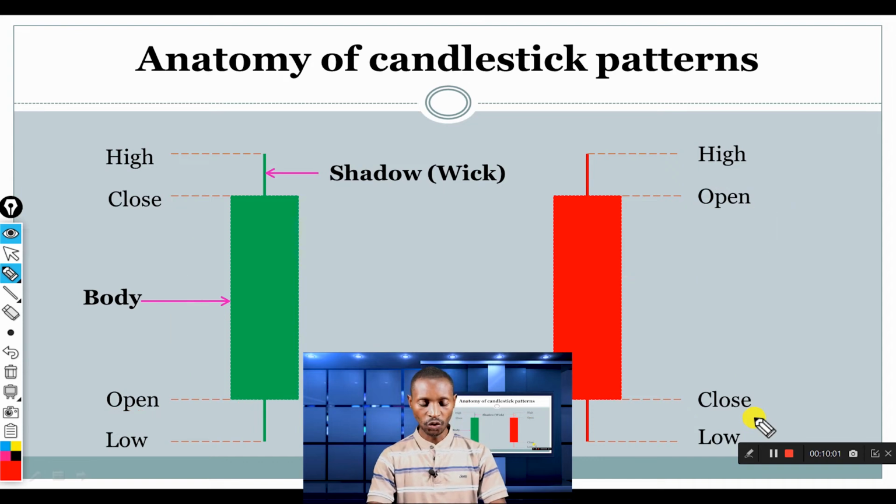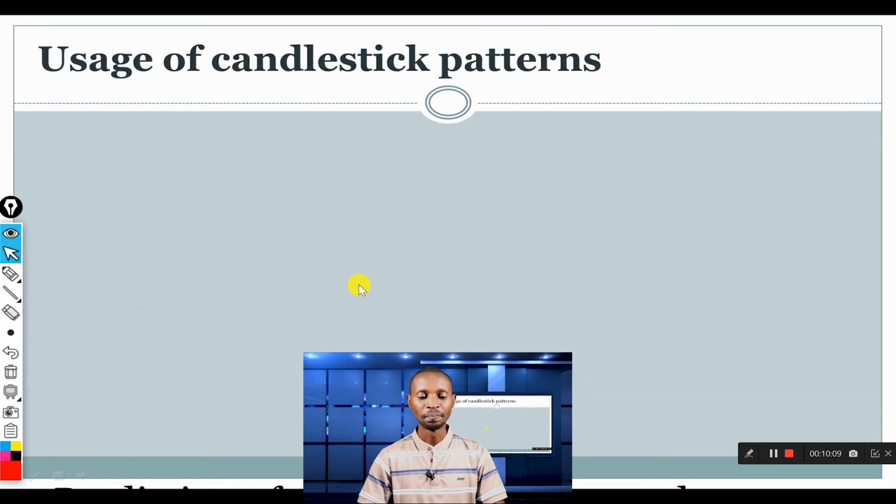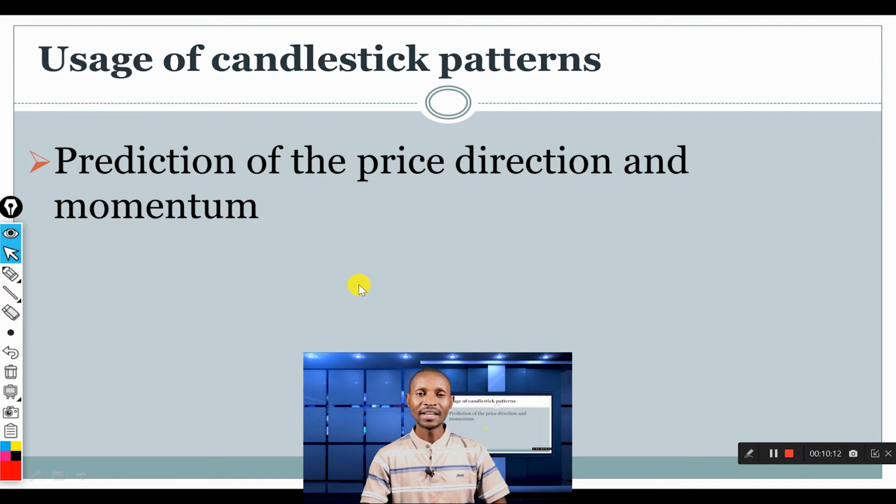Now, why do we need to learn the candlestick patterns and the anatomy of a candlestick? We are learning them because the candlestick, first of all, will help us to predict the direction of price and the momentum. This is thing number one which the candlestick pattern is going to help us with. It will help us to predict the price direction and the momentum.